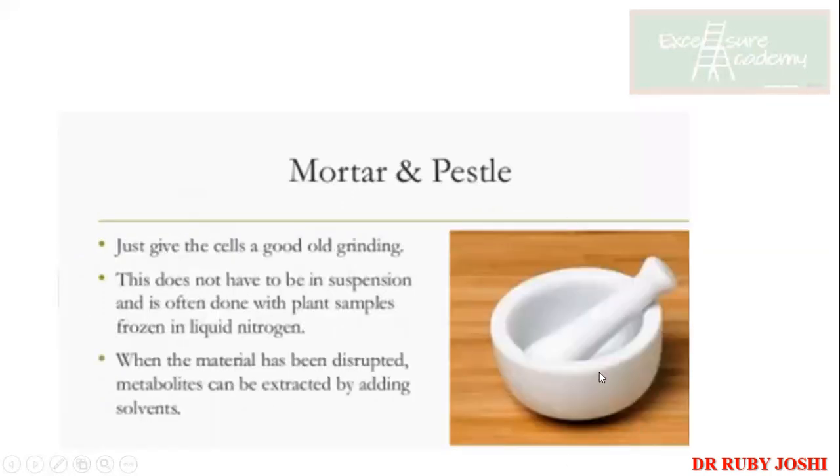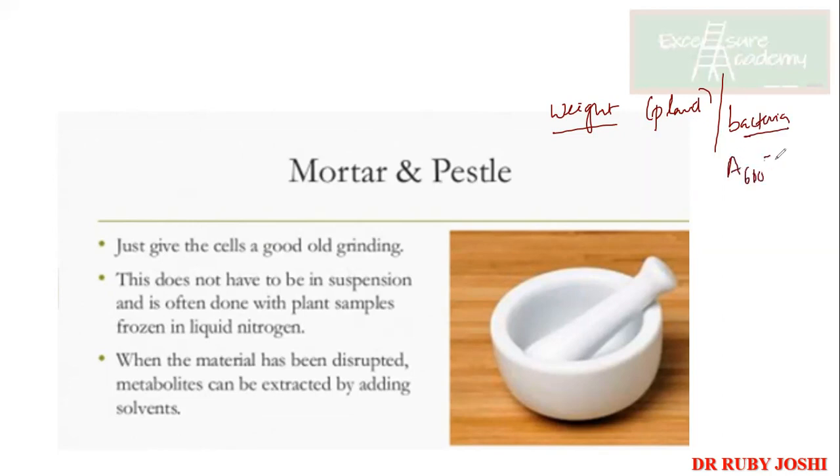Mortar pestle everyone has used, right? Now just imagine if I am working on a bacterial cell or a plant cell, what is the first thing I will be doing? First, you are going to take the weight of the sample. In the plant case, you can take the weight of the plant tissue, whereas in the case of bacteria, you have a bacterial suspension. At least you will have the absorbance at 600. Whatever that is, that much you have decided.